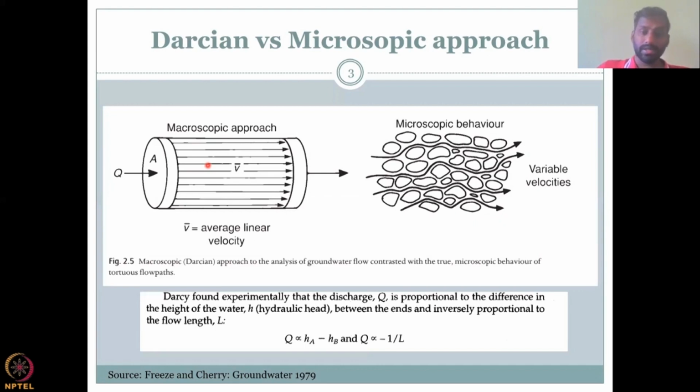So Darcy found experimentally that the discharge Q, which goes into the soil medium, is proportional to the difference of the height of the water, H, which is the hydraulic head, and the difference we also call the gradient, between the ends, and inversely proportional to the flow length, which is the length of the soil column through which the water flows. So you have Q is directly proportional to HA minus HB. We will see what HA and HB are in the experimental setup. And Q is inversely proportional to the length of the soil column.